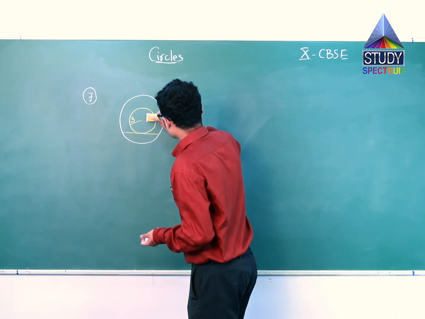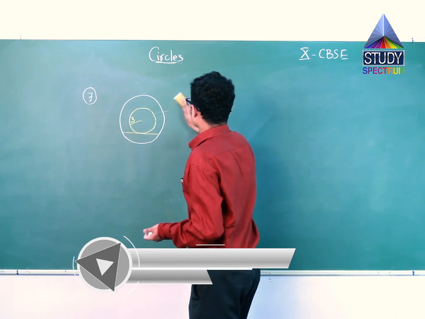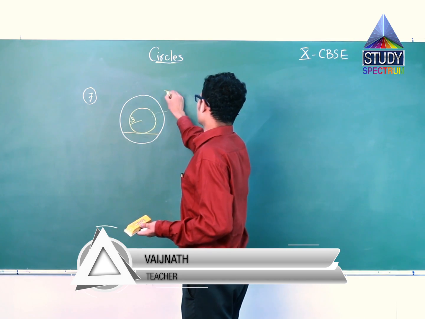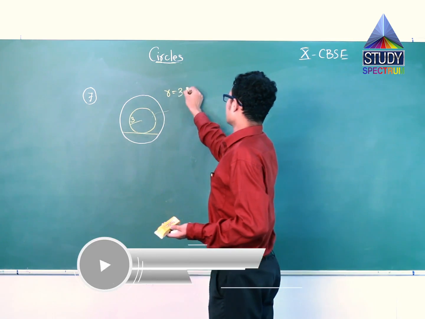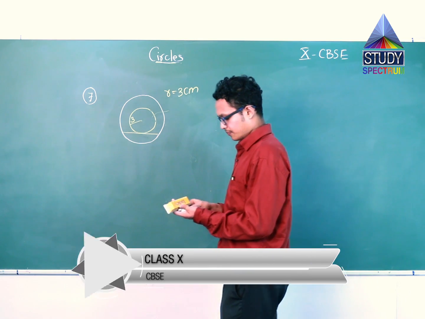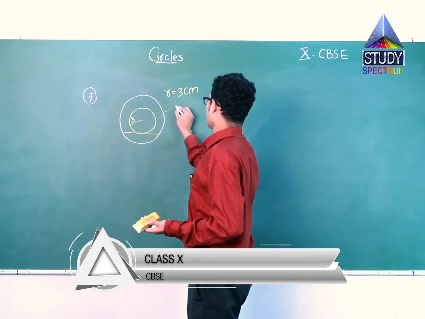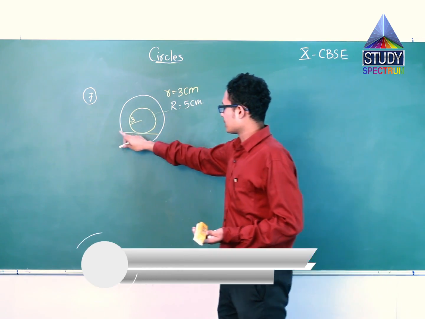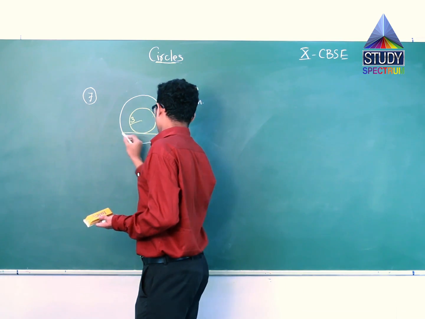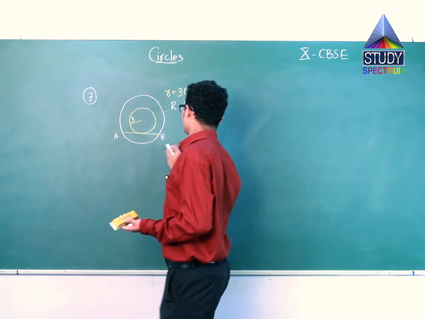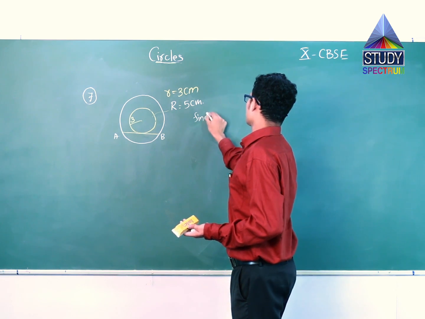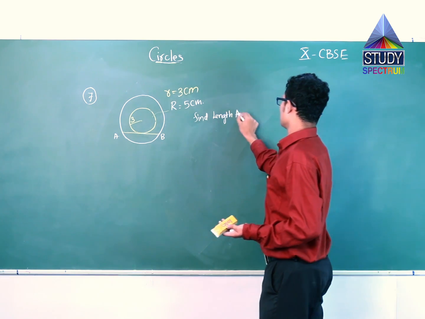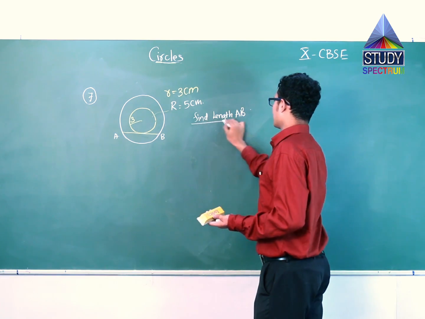Now this you know already is 5 centimeters. So let me write like this. r is for the smaller circle, so I'll write with yellow chalk. r is 3 centimeters, and since white is the bigger circle, I'll write R is 5 centimeters. You have to find out this length. Let me indicate some letters here, A and B. The question is to find length AB.